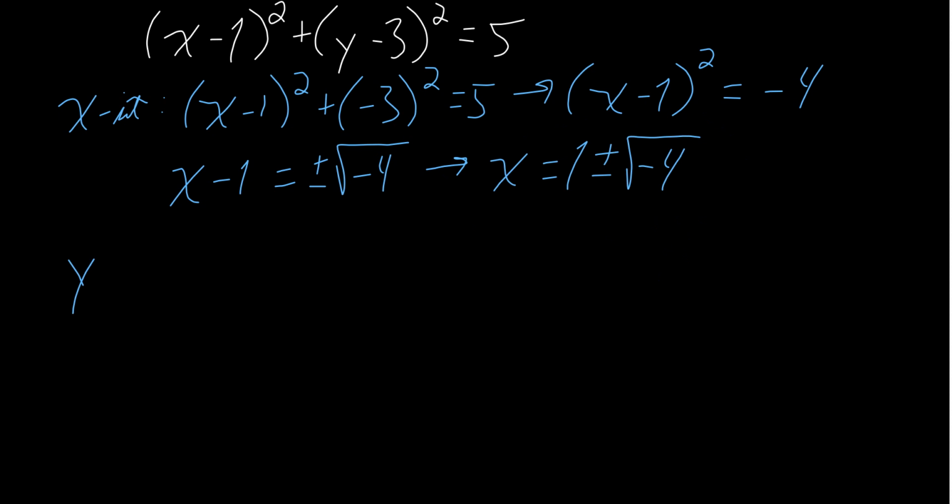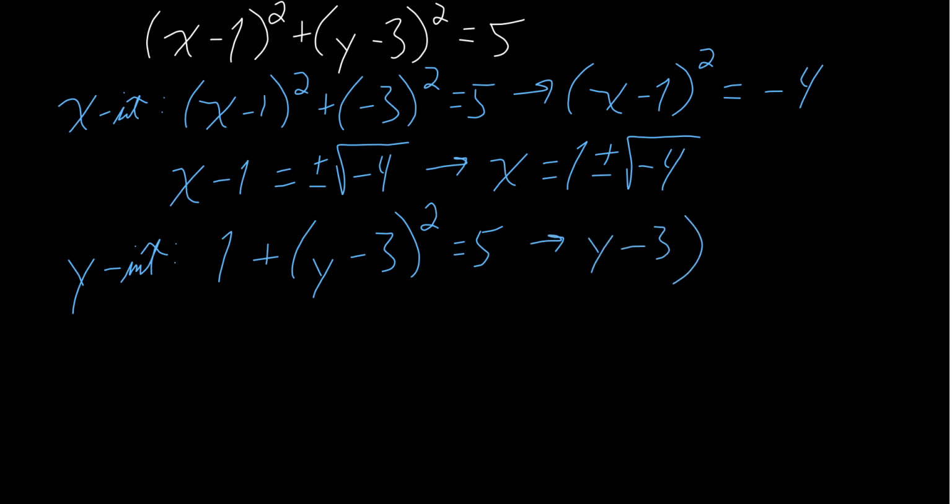Next up, we've got the y-intercept. So we're going to set x equal to 0. So we're going to have negative 1 quantity squared. We're just going to do that, right? It's going to be 1 plus y minus 3 quantity squared is equal to 5. We're going to subtract 1 from both sides. So we're going to have y minus 3 quantity squared is equal to positive 4, right?